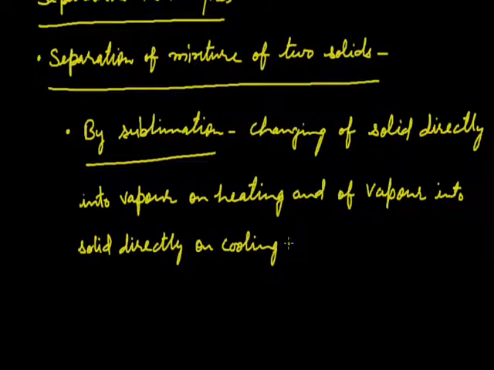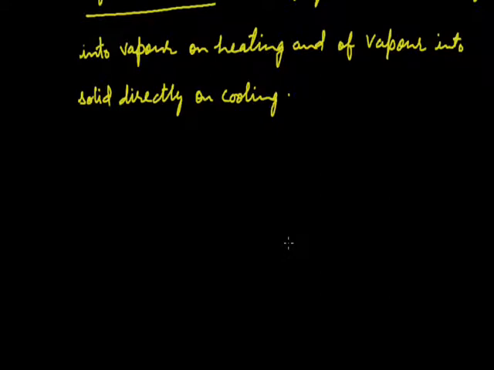Now, the separation of a mixture of solids. This method is used in separation of such solid-solid mixtures when one of the components sublimes on heating. However, it is useful only if the components of the mixture do not react chemically on heating. Following are the examples of mixtures which can be separated by the process of sublimation.